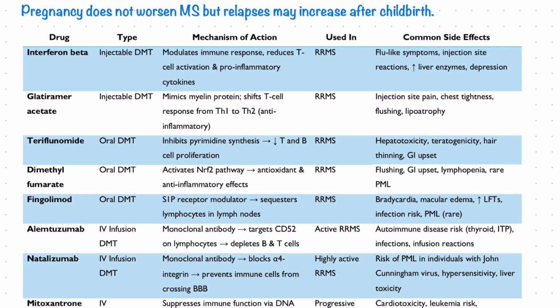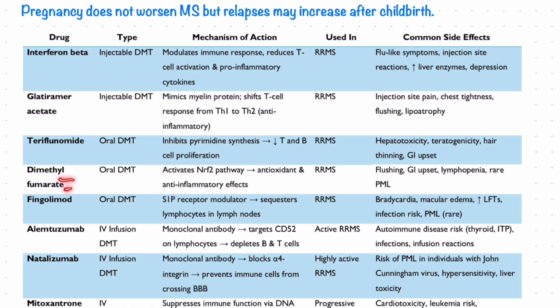Triflunomide, which is an oral DMT, inhibits pyrimidine synthesis, thus decreasing the T and B cells proliferation. Again used in relapsing remitting MS. Hepatotoxicity, teratogenicity, hair thinning, and GI upset are common side effects.